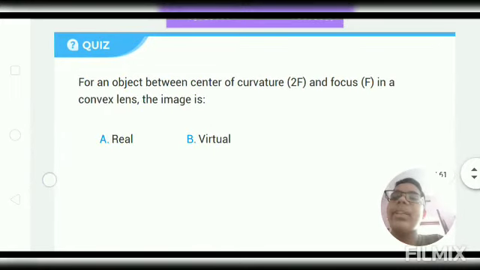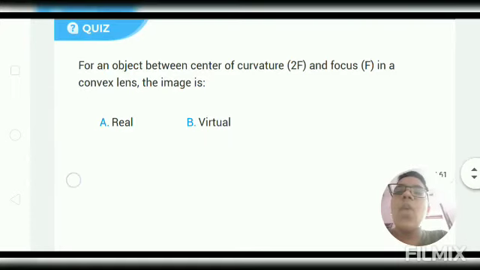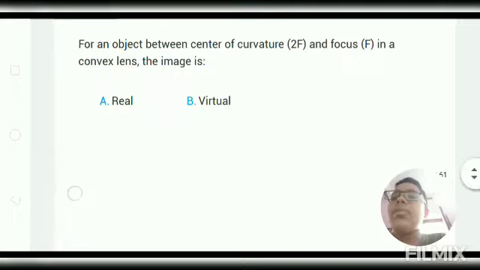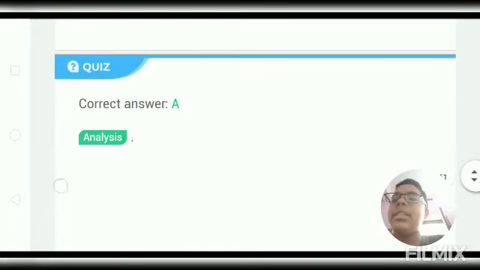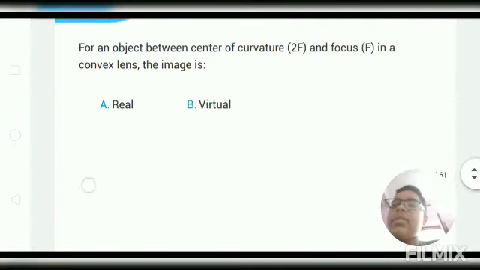So here you have a quiz. For an object between the center of curvature, it means 2f, and focus in a convex lens, the image is real or virtual? Time ends in 5, 4, 3, 2, 1. We get a real image. Option A is the correct answer. Real image.